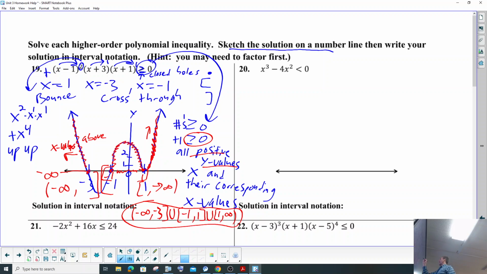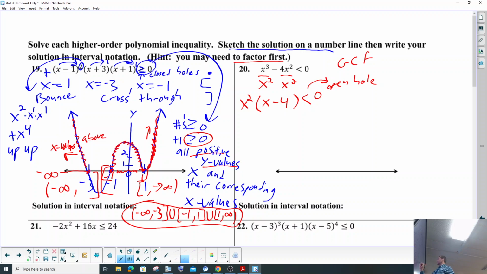Okay, so now we go ahead. Pause me, try it on your own. So we're going to pull out an x squared. You may need to factor first. Pull out the GCF. So when we do that, we're left with x minus 4 less than 0, which is open hole. Open hole.